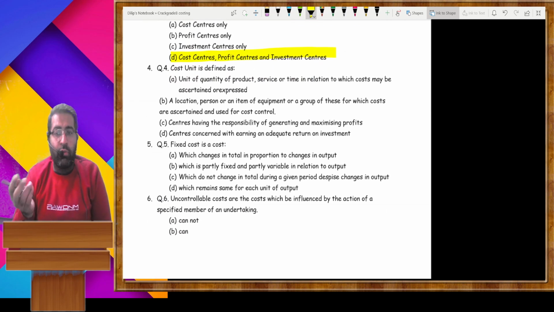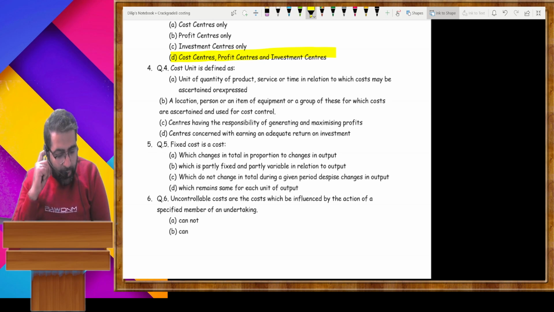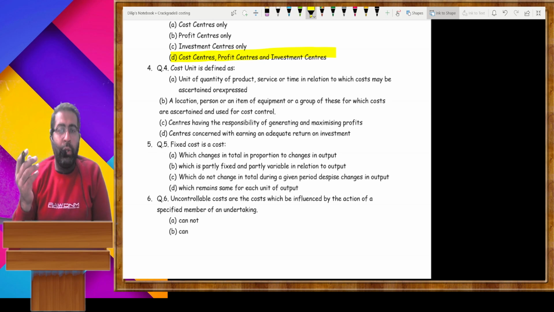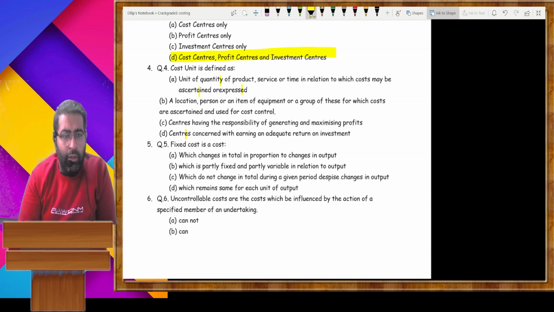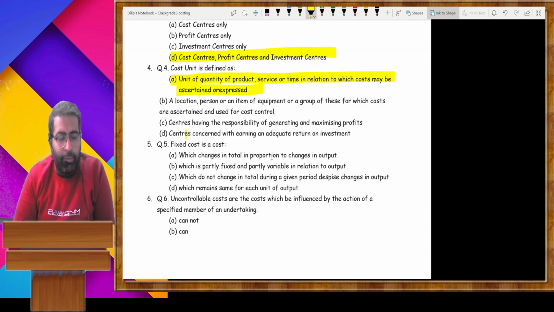Cost unit is defined. Cost unit tells us how the product is produced and what is the unit cost of a particular product. Unit of quantity of product, service, or time in relation to which cost may be ascertained and expressed. A location, person, or an item of equipment, or a group of these, for which costs are ascertained and used in cost control. A center having the responsibility of generating and maximizing the profit. Cost concerned with earning an adequate return on investment. So it is a unit of cost which may be ascertained and expressed.